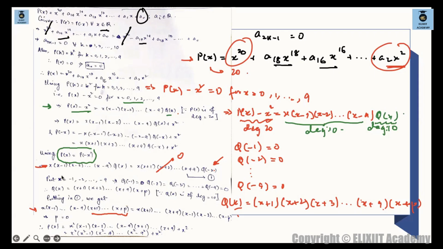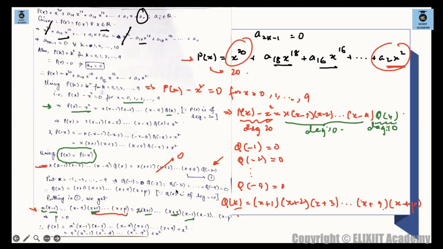Can you see over here? Here we are having x into x minus 1. Here we are having x, and here also x. Similarly, look, x plus 1 is present over here. x plus 9 is present somewhere over here. We are having x plus 9 as well. Okay, so x minus 1, similarly here also we are having x minus 1. All terms are getting matched over here.